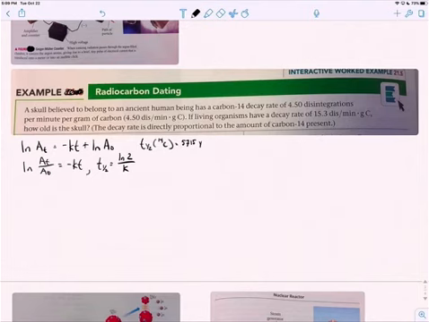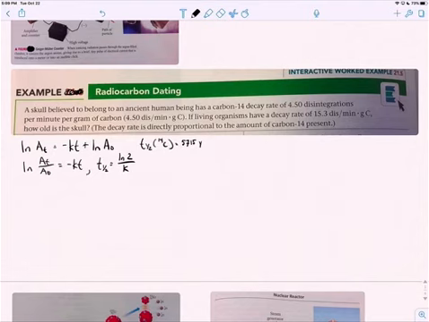Also, we talked about half-lives. The half-life is the natural log of 2 divided by k. So that's the half-life expression for first order kinetics. And the half-life for carbon-14 is 5715 years. So here's a problem.